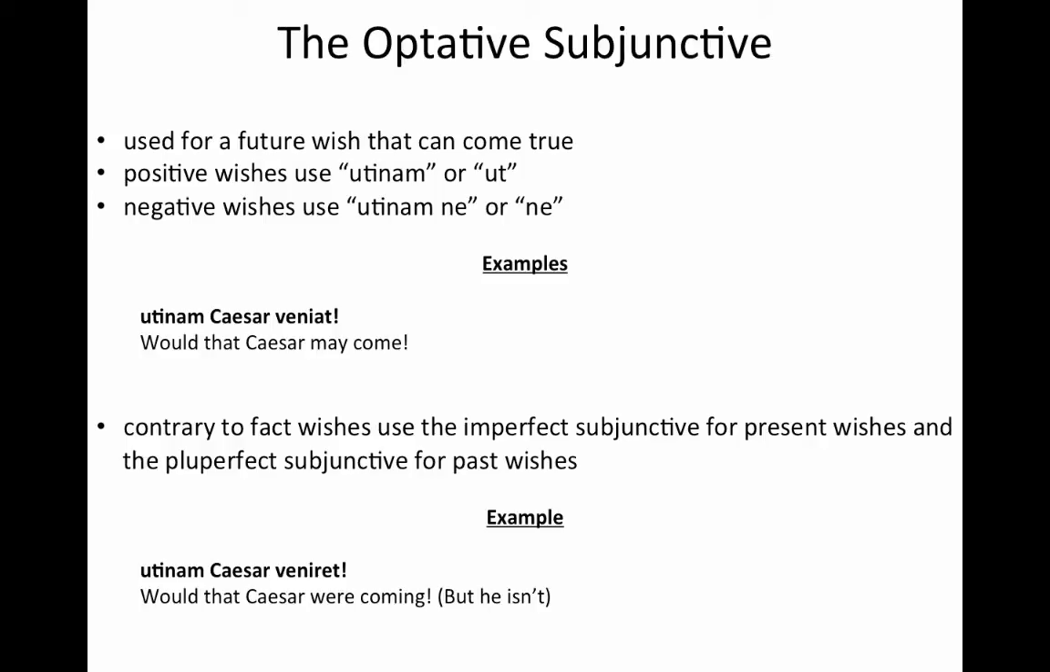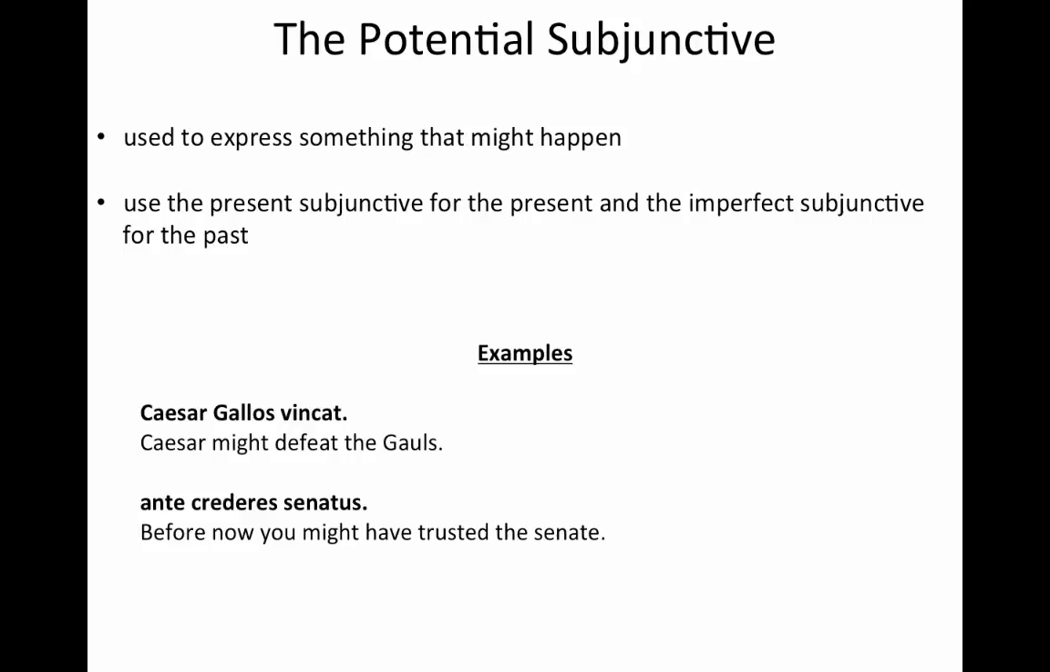And then if it's something that's contrary to fact, so if it's something that you don't think is going to happen, but has a slight chance, you're going to use the pluperfect subjunctive for past wishes and the imperfect subjunctive for present wishes. So utinam Caesar veniret, would that Caesar were coming, but clearly he's not going to bail us out this time.